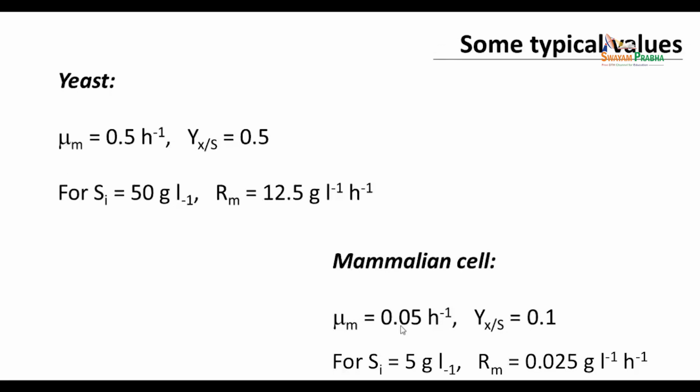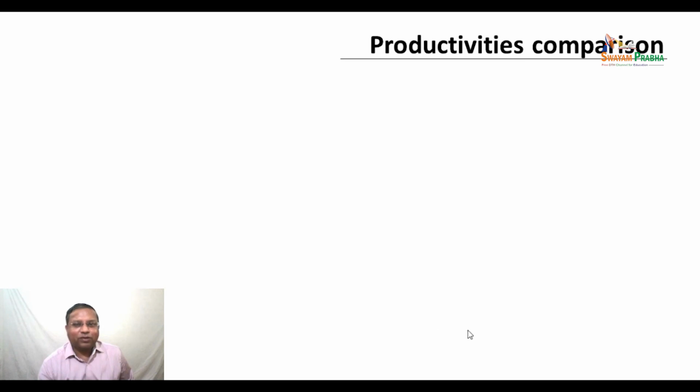0.025 gram per liter per hour. So here you get 12.5 gram per liter per hour as a typical productivity in yeast, and here you can only expect 0.025 gram per liter per hour. You see the change in the magnitudes. Now let us compare productivities.